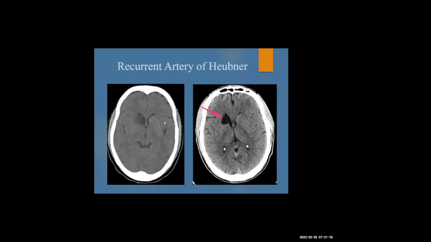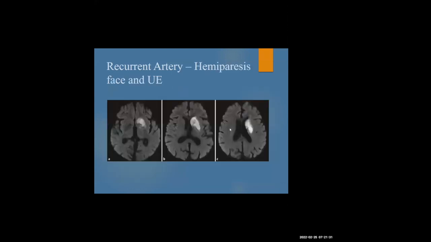So this is the characteristic location of a recurrent artery of Heubner stroke. A focal stroke within the head of the caudate, as you can see here, and then the chronic appearance of a recurrent artery of Heubner stroke. And again, this is another brain MRI diffusion weighted sequence, which shows restricted diffusion that correlates with the head of the caudate in a patient with hemiparesis of the face and upper extremity. This is the characteristic appearance of the recurrent artery of Heubner stroke.